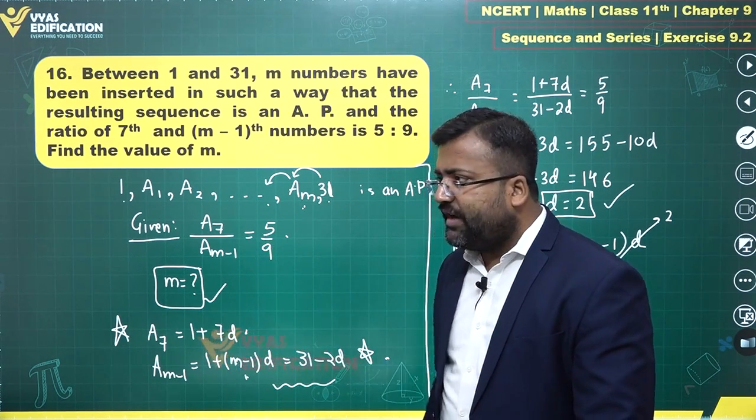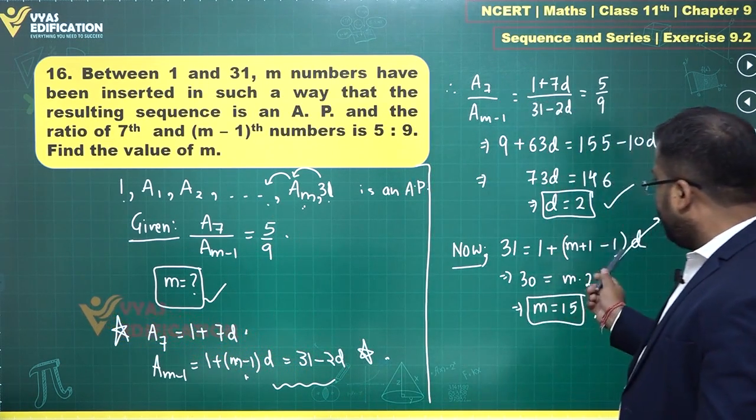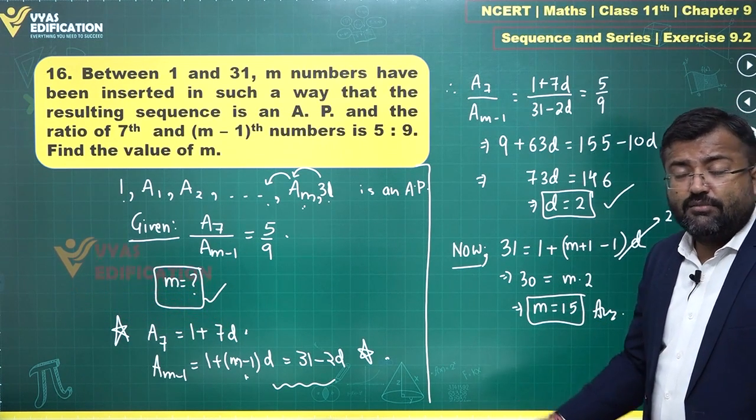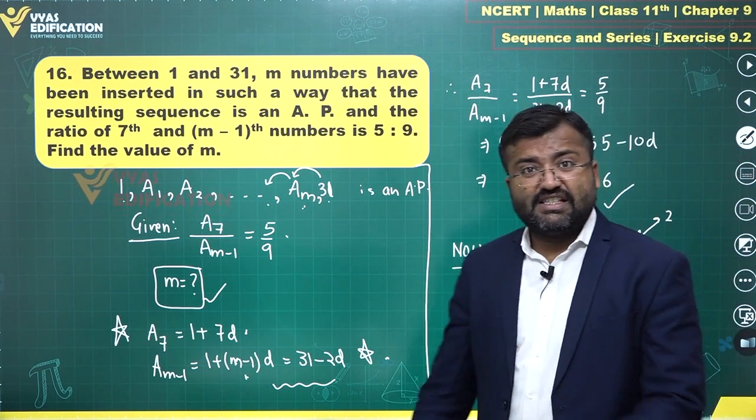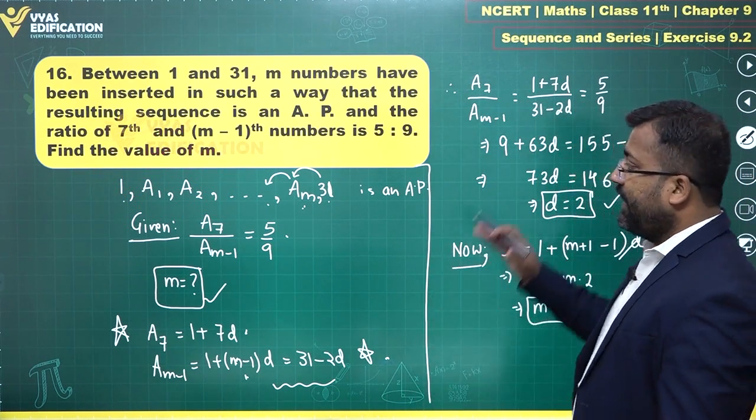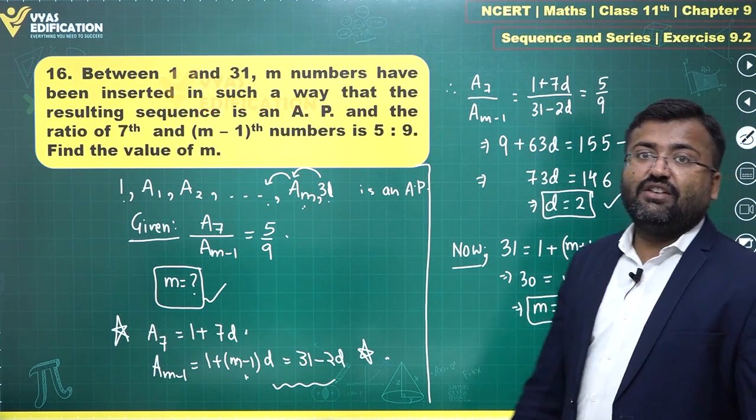You can get one relation between m and d, and another relation between m and d using this equation. Solve them to get the values of both m and d as well. This is an easy calculation, right over here. This is question number 16 for us.